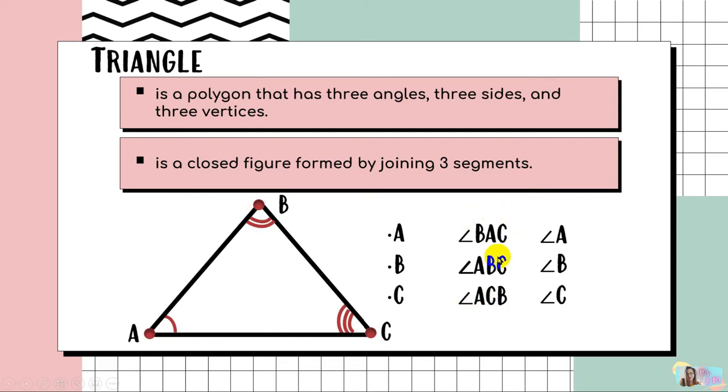It is better if we get used to naming our angles using the three vertices, so that when we have more complex triangles, we are used to finding which angle is being referred to using these three vertices. Okay? So aside from the points and the angles, of course we have three sides. So we have side AB or BA, side BC or CB, and then side CA or AC.